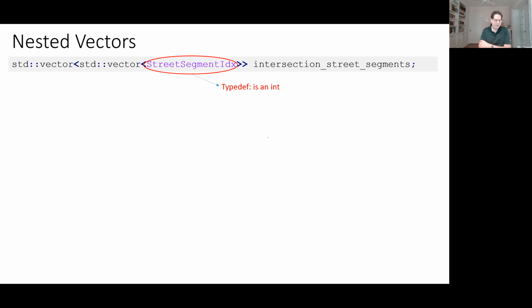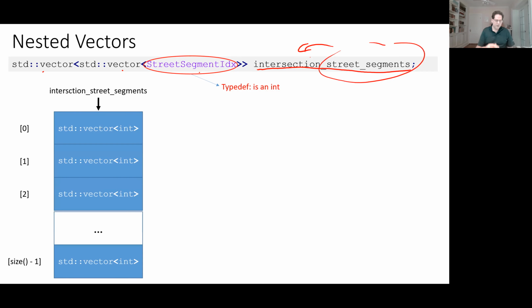So I'm making basically a vector of integers, and I'm giving it a nice name. It's a global variable, so you should have really good names for global variables. I'm calling it intersection street segments, the street segments of my intersections. The first dimension of the vector is per intersection. For every single intersection, I can look up what data goes with it. This is the data for intersection 0, this is the data for intersection 2.